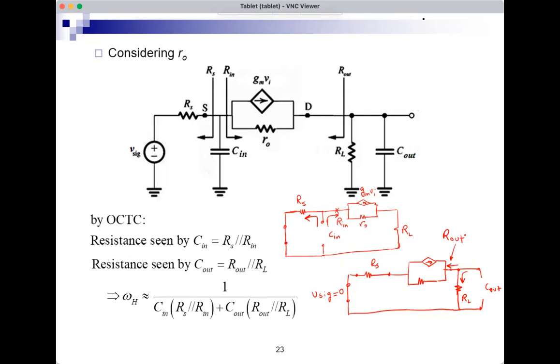And of course, omega H would be approximately 1 over the sum of the time constants. So 1 over Cin times Rs parallel Rin plus Cout times Rout parallel RL.